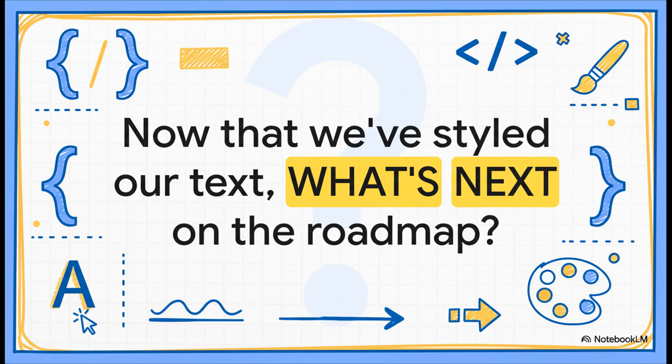So we've totally transformed our text. What's next on the roadmap? Well, we're going to expand beyond text and start exploring opacity, backgrounds, and some core color design principles in CSS. It's time to take our styling skills to the next level.